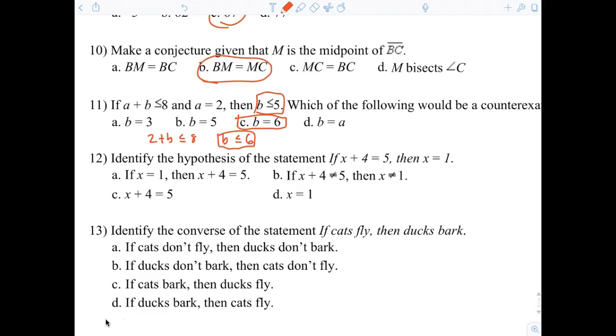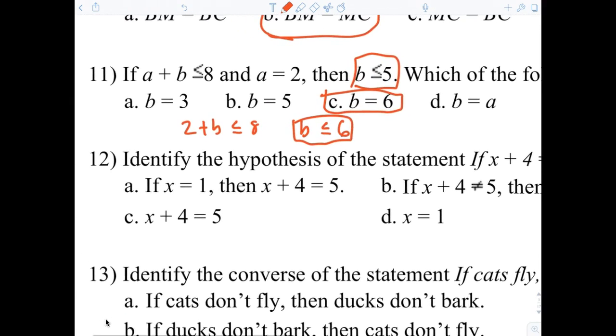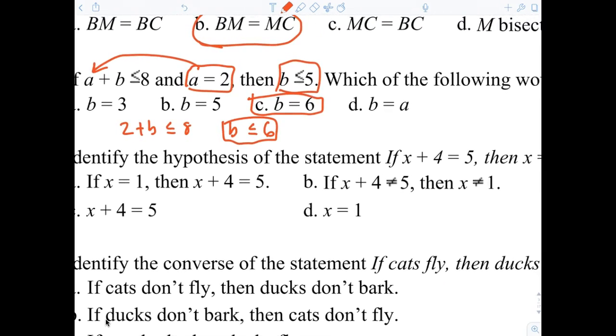Where are you getting B is less than or equal to 6? Okay, let me clarify that. It's saying that A is equal to 2, right? So I plug 2 in for A, and then I just solved that equation. That equation tells me that B has to be less than or equal to 6. The problem says B has to be less than or equal to 5. So to prove that that statement is false, you could let B equal what? 6. That would be the counterexample to show that that is a false statement.